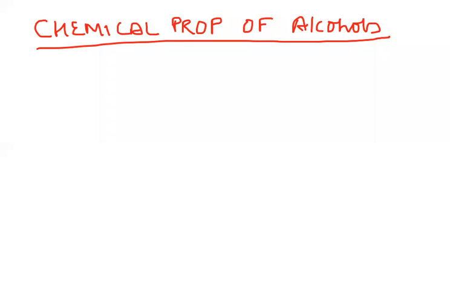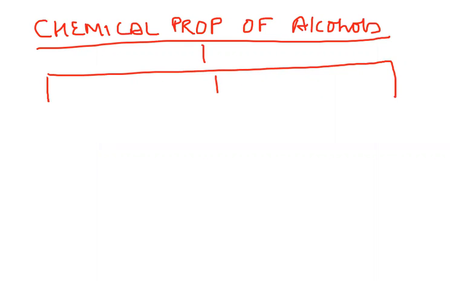So we'll begin with the chemical properties of alcohols, a part of which we had done yesterday. We said that the chemical properties of alcohols can be studied under three headings. The first one is the acidic nature, where, if I write it down for your brief notes, it is due to the cleavage of the RO-H bond. That means the oxygen-hydrogen bond.